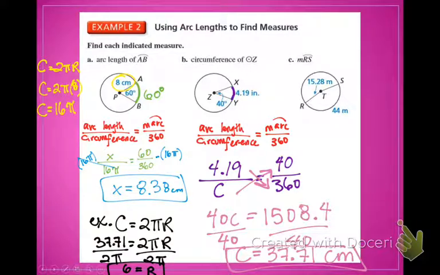Alright, so you will have a problem just like that. It'll say find the radius. Whenever you have to find the radius, you need to find the circumference first, and then solve for the radius afterwards. Any questions on this problem?